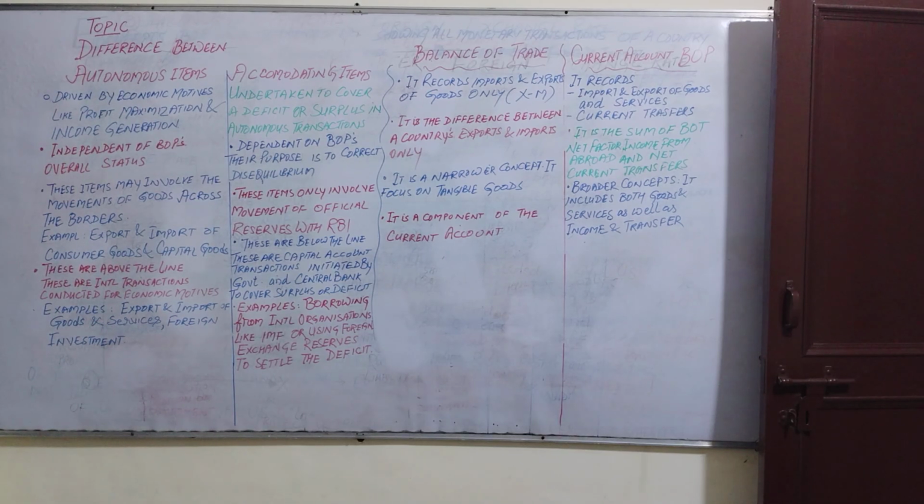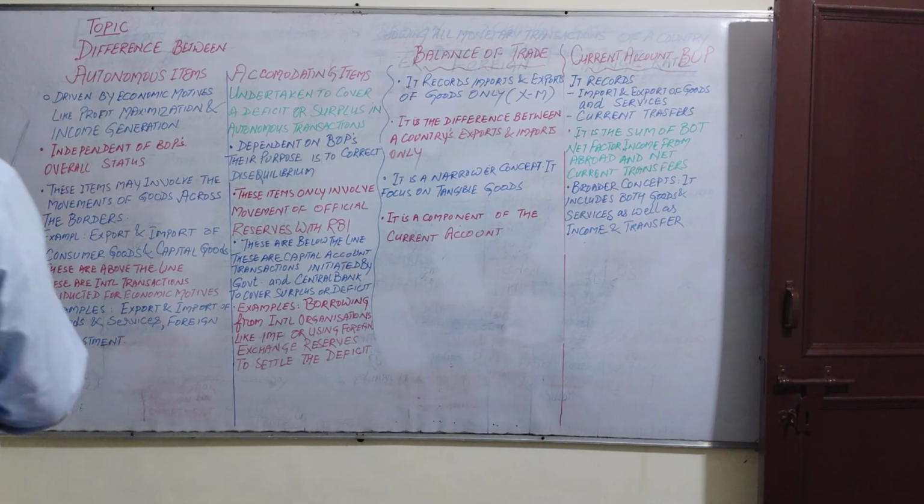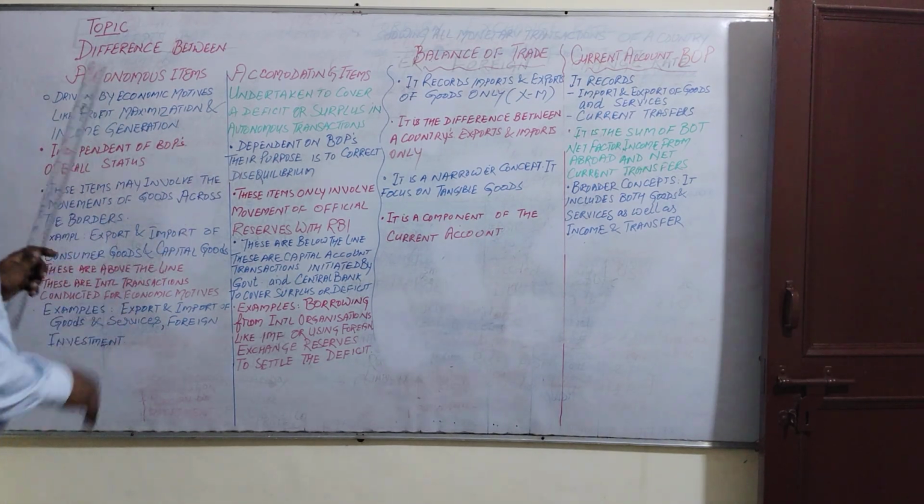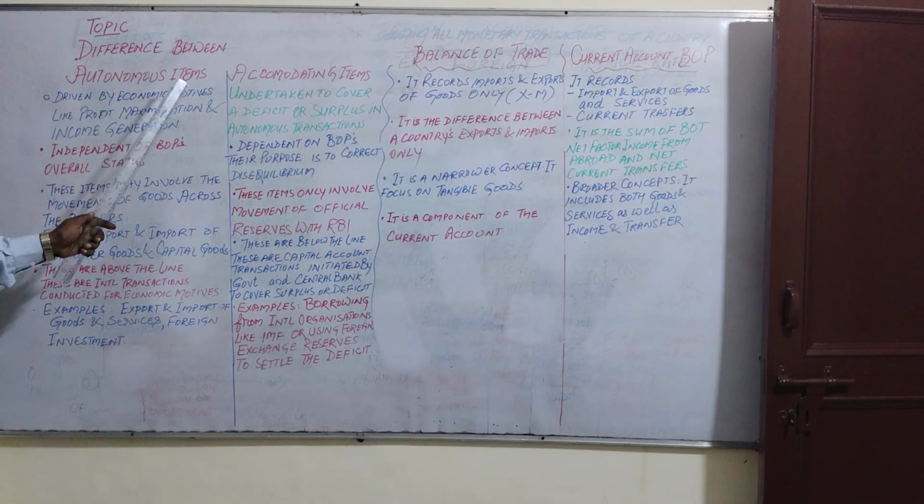Hello viewers, today I'm going to explain very interesting topics: autonomous items of BOP and accommodating items of BOP. The first is the difference between them, the second is balance of trade and current account balance of payment, and a few questions which are very important, logical, reasoning questions. First of all, I am going to discuss the difference between autonomous items and accommodating items.